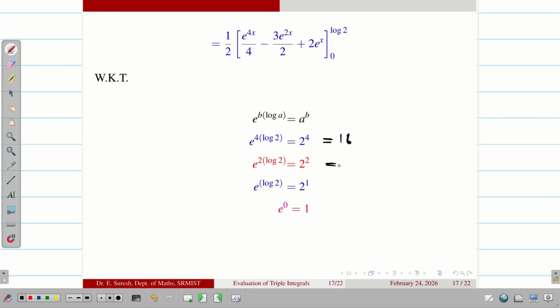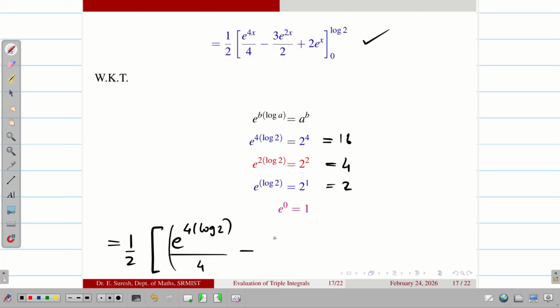So keeping this data in mind, we can simplify the previous step. So 1 by 2. When I substitute the upper limit, we get e power 4 into log 2 by 4, minus 3 times e power 2 into log 2 divided by 2, plus 2 times e power log 2.